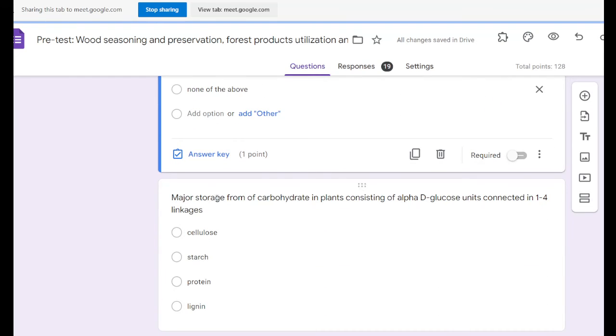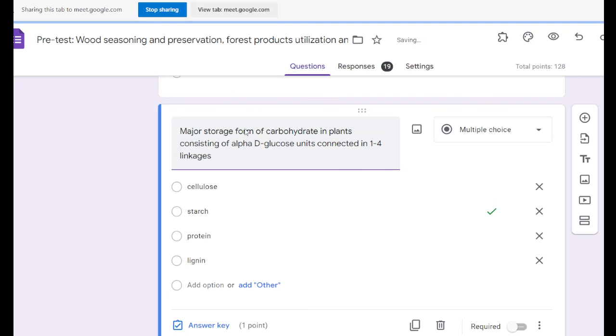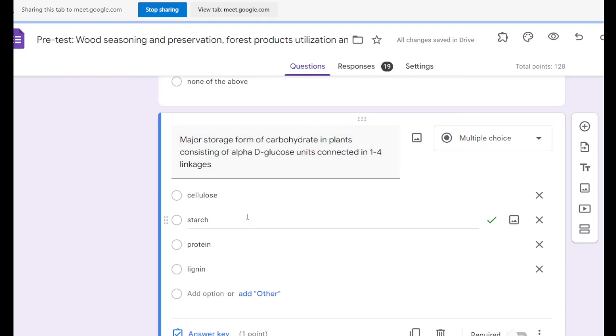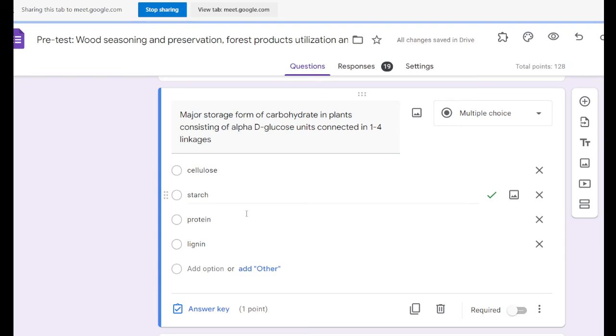Next, major storage form of carbohydrates in plants consisting of alpha D-glucose units connected in 1-4 linkage, that is starch. The difference of starch from cellulose is that cellulose is connected by beta D-glucose units, 1-4 beta linkage. It's very complex if you explain it further, but the answer for this question is starch.